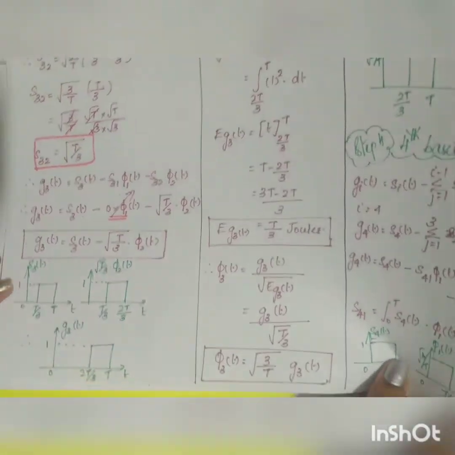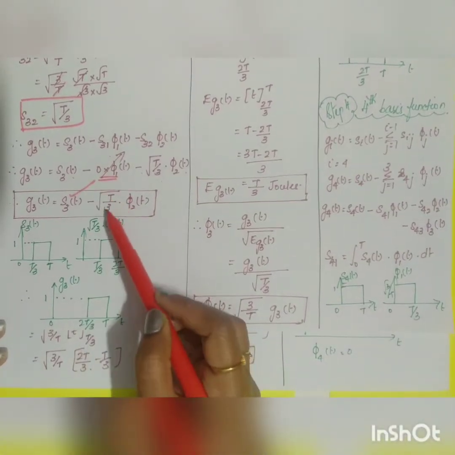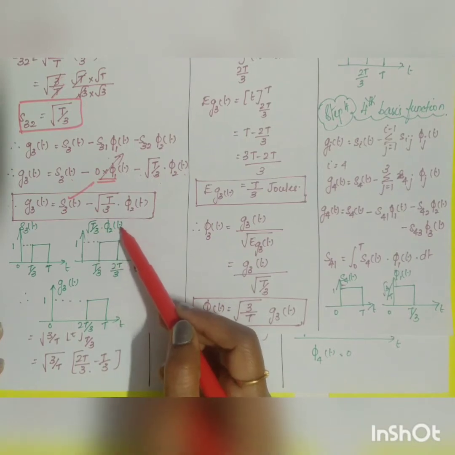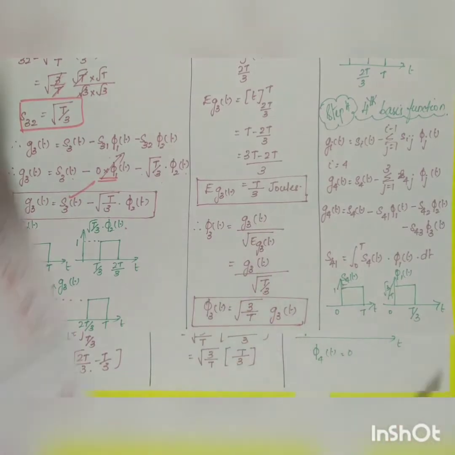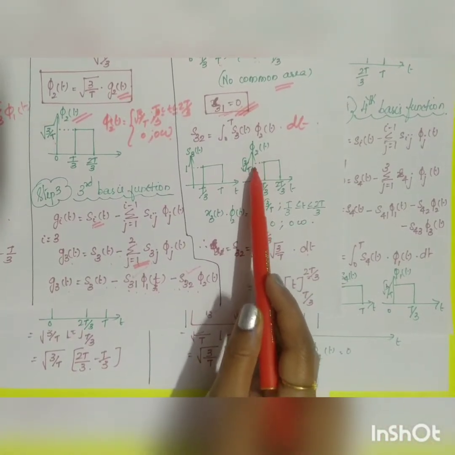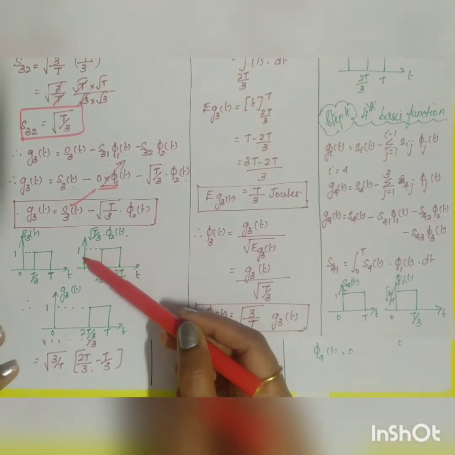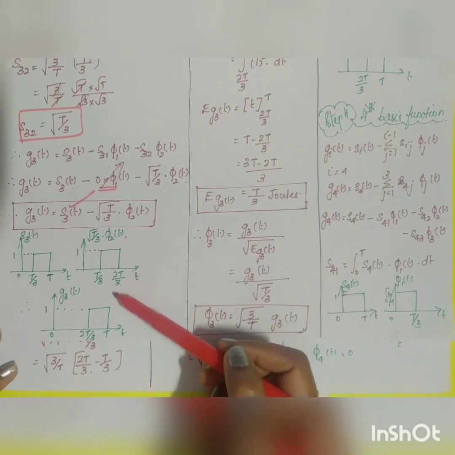So now diagrammatically if you take g3 of t, s3 of t minus, now you are going to draw root t by 3 into phi 2 of t. What was your phi 2 of t? Phi 2 of t, your amplitude was equal to root 3 by t, right? Into root t by 3, both will get cancelled off. So you will be getting the amplitude as 1. Time duration is t by 3 to 2t by 3.